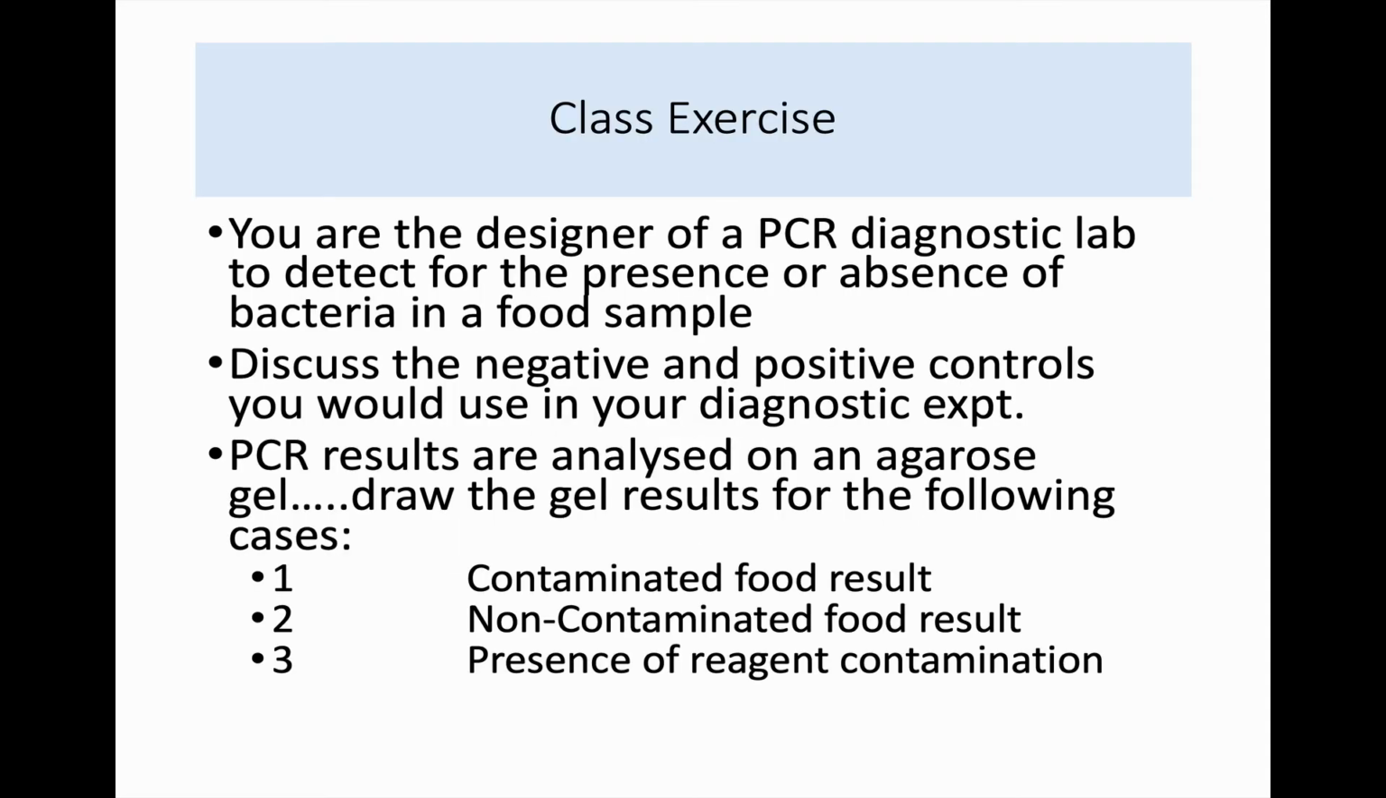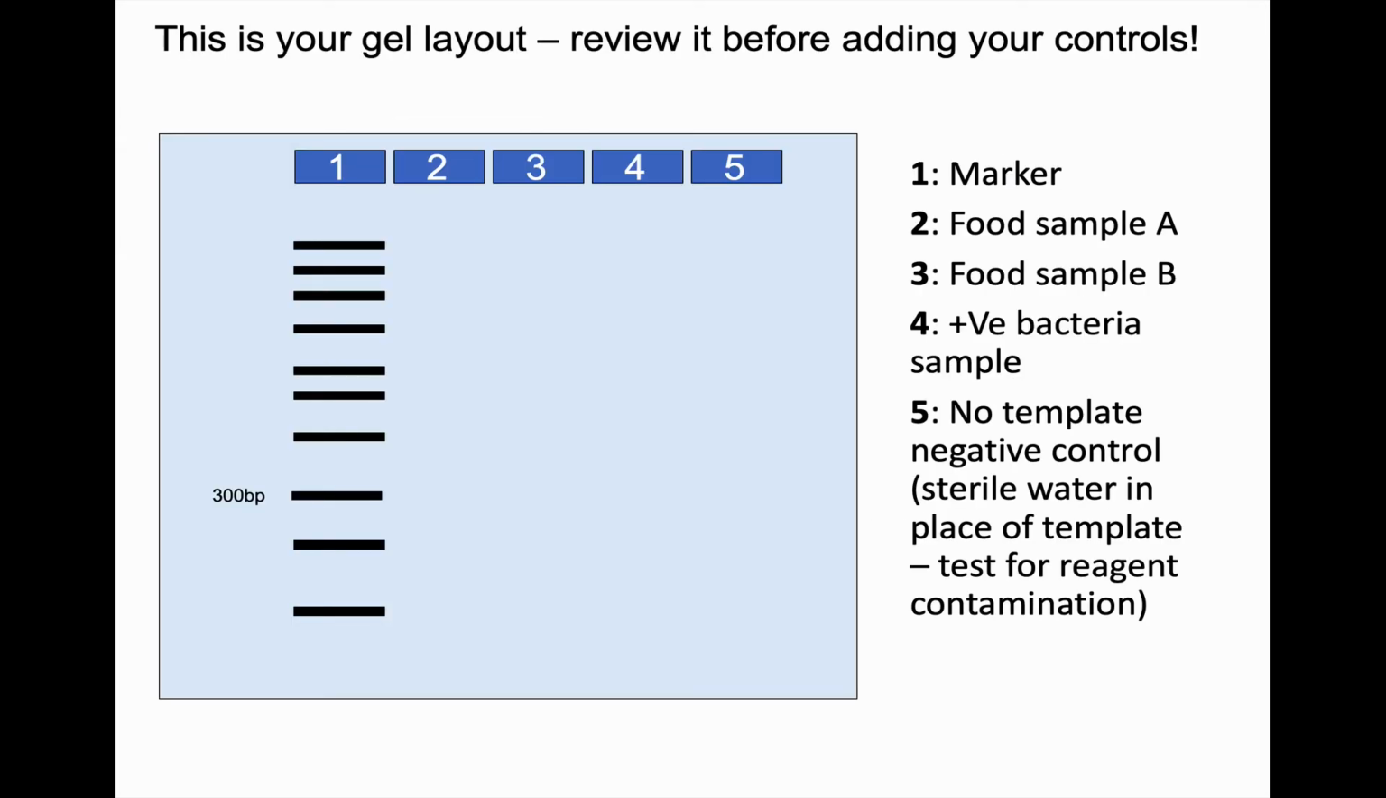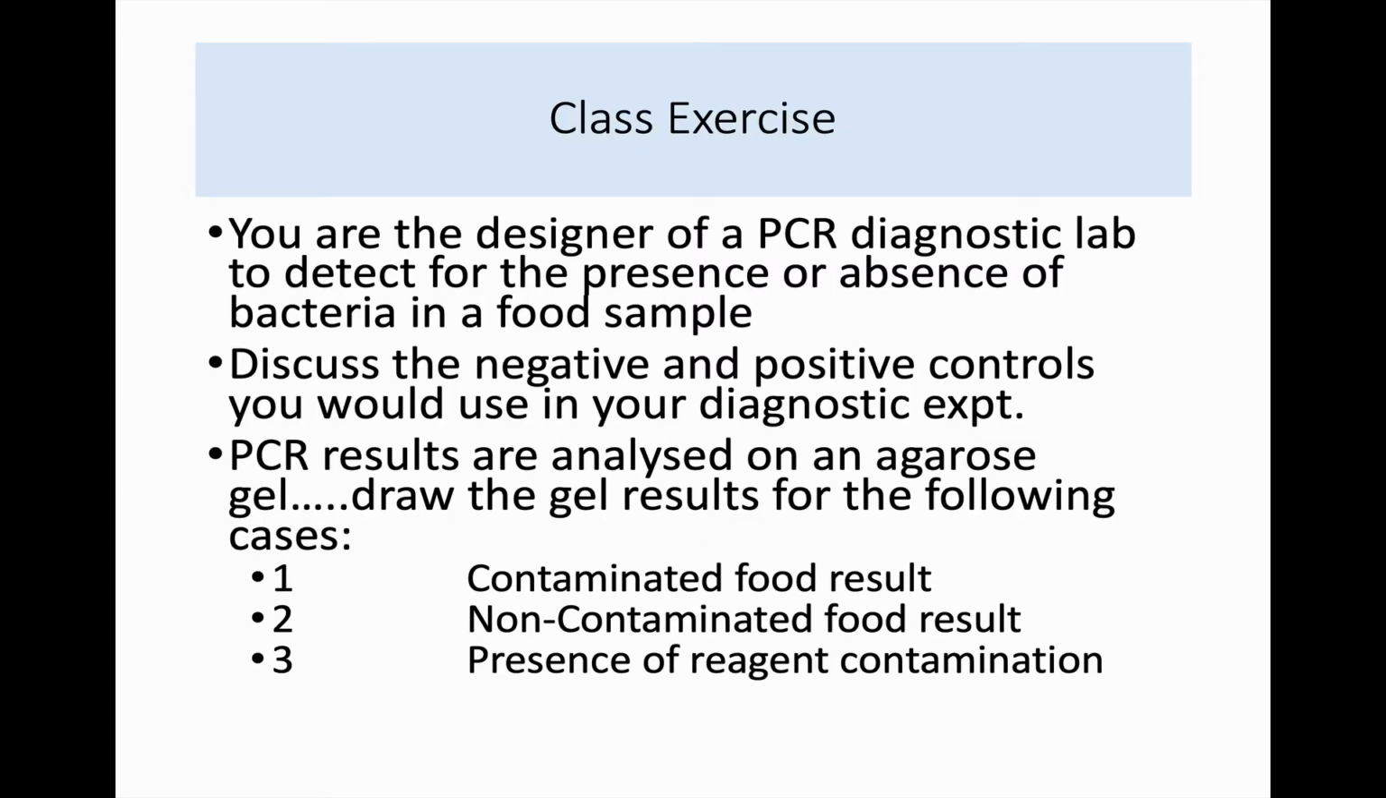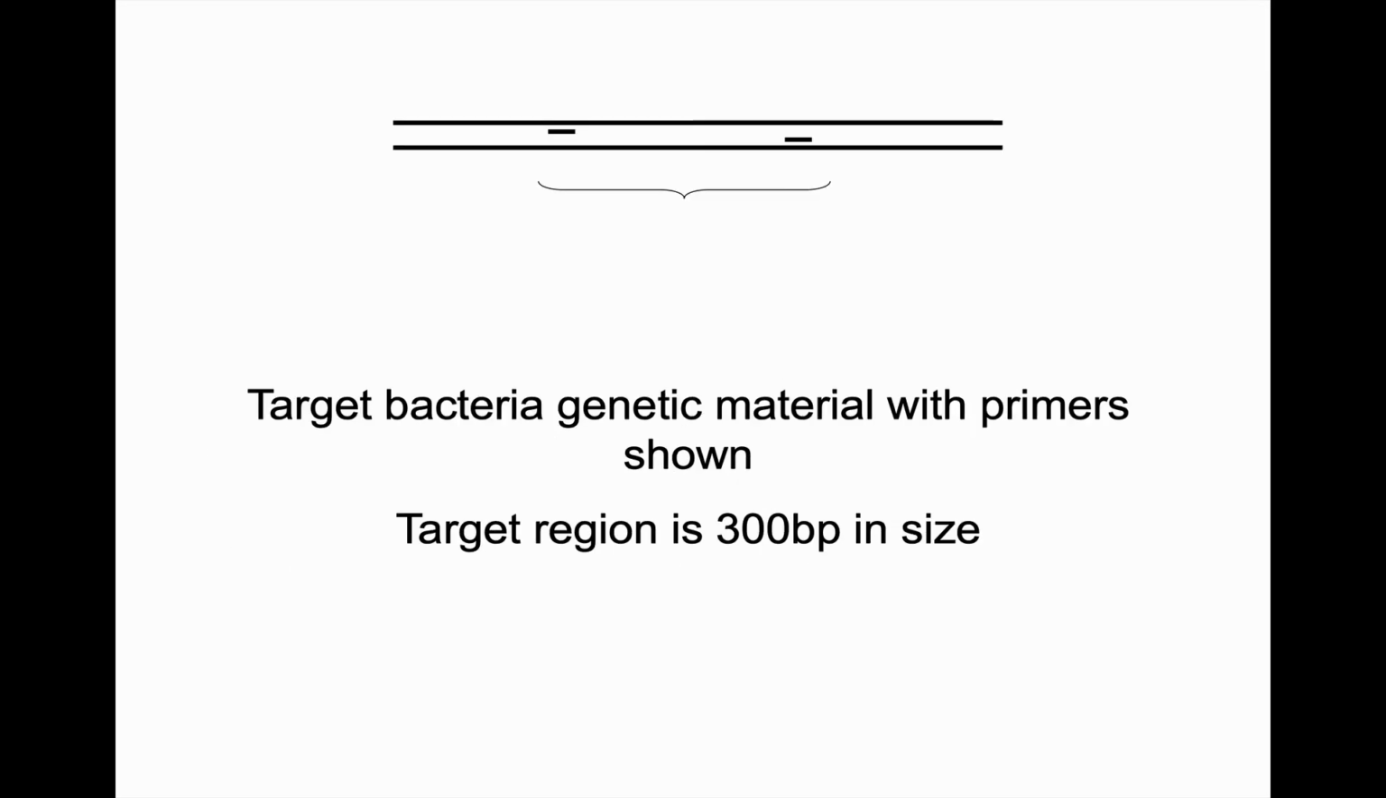And then finally, I want you to do scenario 3, where we have reagent contamination. So there's 3 scenarios I want you to do with this gel. So draw this out 3 times, sketch it out on a piece of paper, and go back to your 3 scenarios and draw out exactly what you'd expect in each lane for those 3 cases, bearing in mind that the target region being amplified is 300 base pairs.